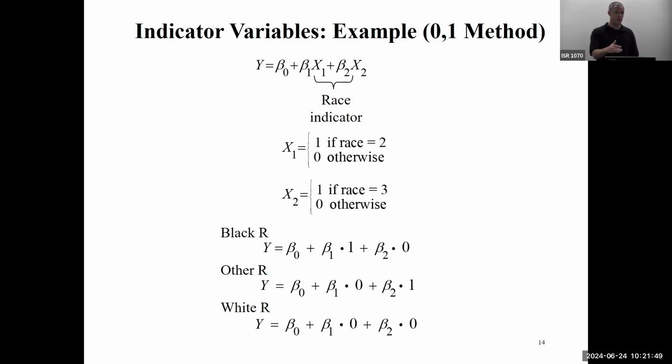How is the mean changing for black relative to white? And how is the mean changing for other relative to white? That's what beta 1 and beta 2 are capturing. They're differences in the mean of the dependent variable.